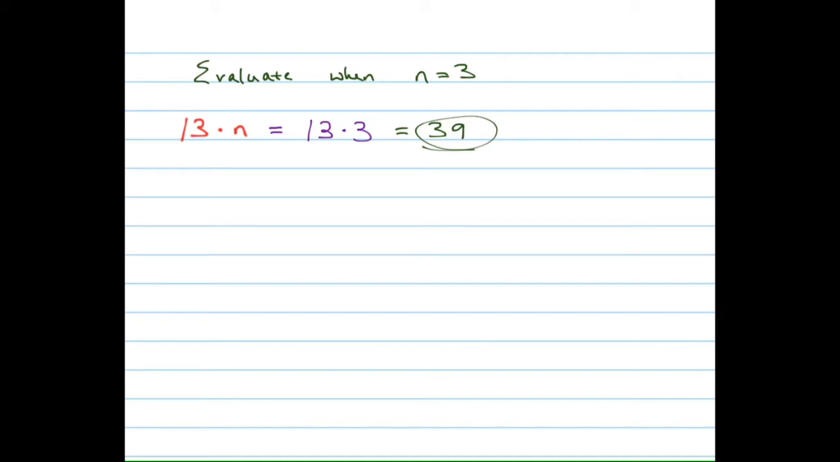The next one is 9 divided by n. So in this time, n is 3. What is 9 divided by 3? David, 3. So the value of 9 divided by n when n is 3 is 3.